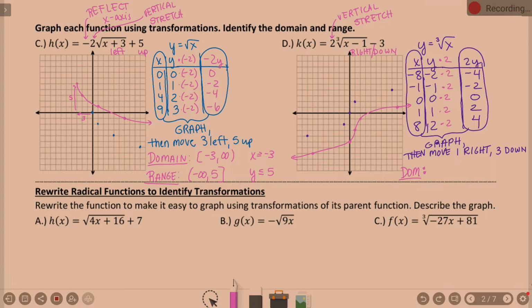Domain. What are your thoughts on domain? Negative infinity, positive infinity. Yeah. It goes infinitely left. It goes infinitely right. So the domain of the cubics is always going to be negative infinity to positive infinity. What about the range of this cubic? Same thing. It goes infinitely up and infinitely down, so negative infinity to positive infinity. Okay.